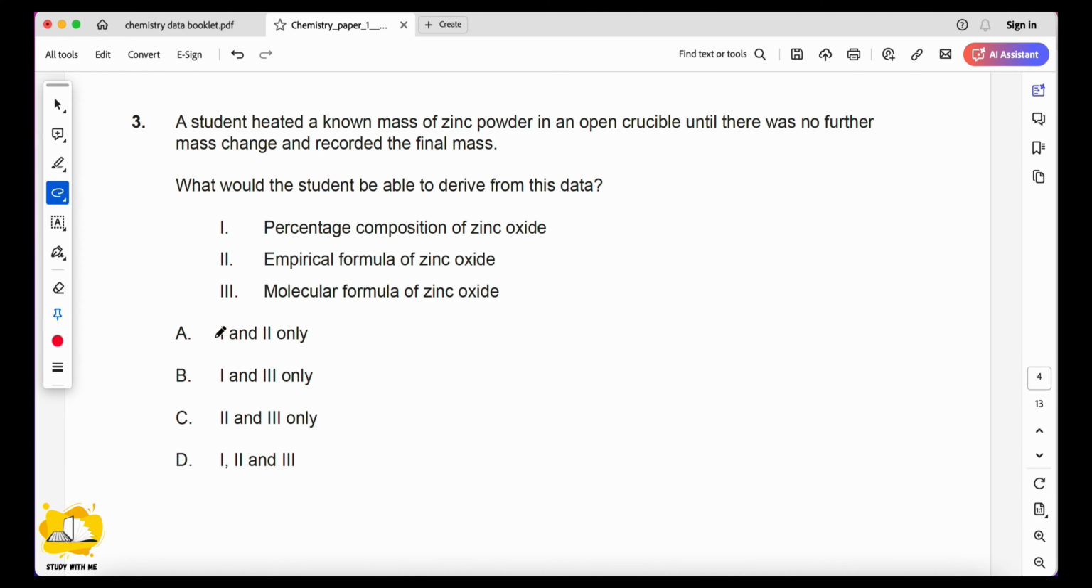When the mass is known, one can calculate the number of moles of each element present using the molar mass of each element, then find the smallest whole number ratio. Therefore, the empirical formula of zinc oxide can also be derived by knowing the mass of zinc powder. However, without additional information like the compound structure, it's not possible to determine the molecular formula precisely from the mass of its constituent elements. So the molecular formula of zinc oxide cannot be derived by just knowing the mass of zinc powder.